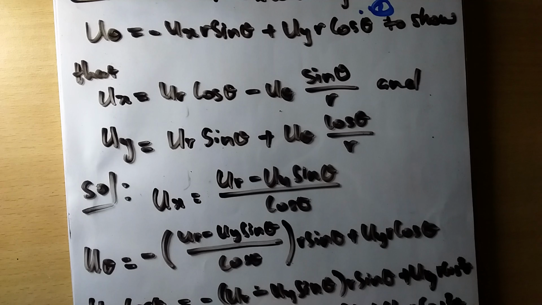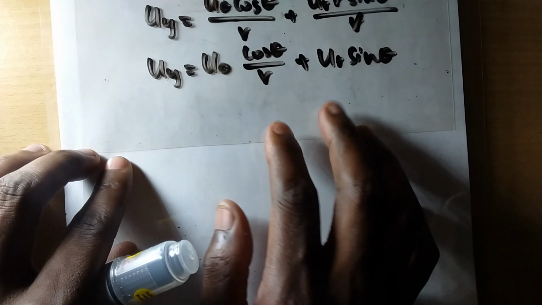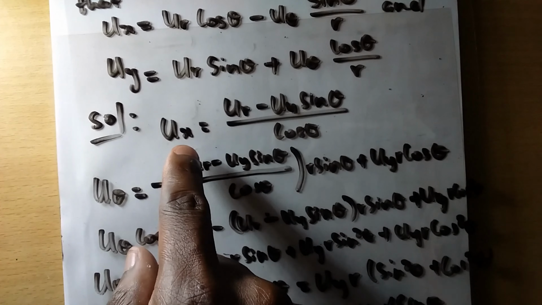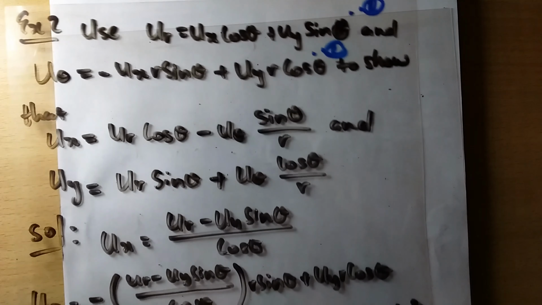I've run out of space. Now we have proven that one. We have found our value of U_y. Now let us find our U_x value. Remember, what is our U_x value? It is this one that we have here. So we just substitute U_y. Let us do that.